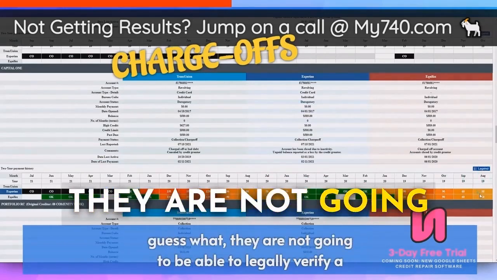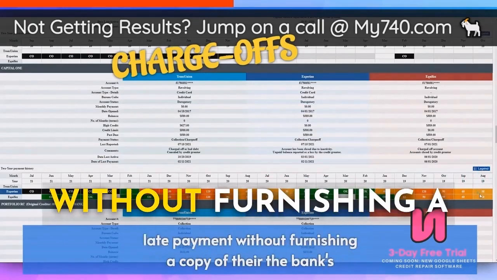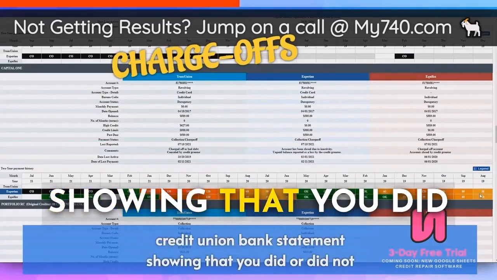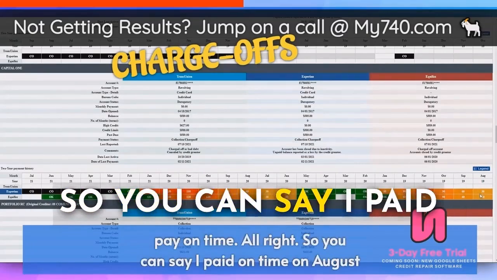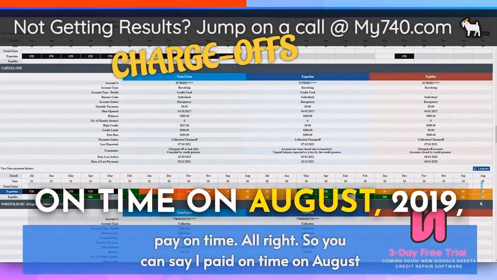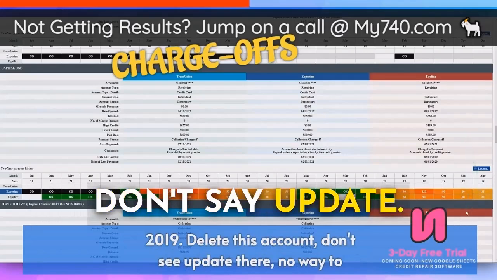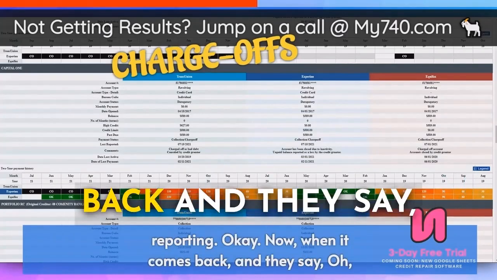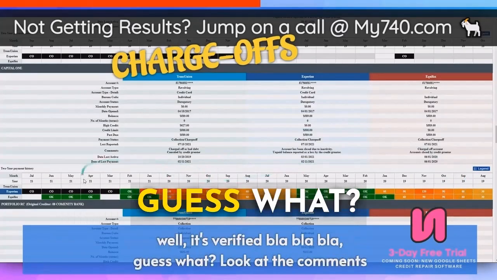Because guess what? They are not going to be able to legally verify a late payment without furnishing a copy of the bank's credit bank statement showing that you did or did not pay on time. You can say, I paid on time on August 2019, delete this account. Don't say update, delete this account for inaccuracy and false reporting.